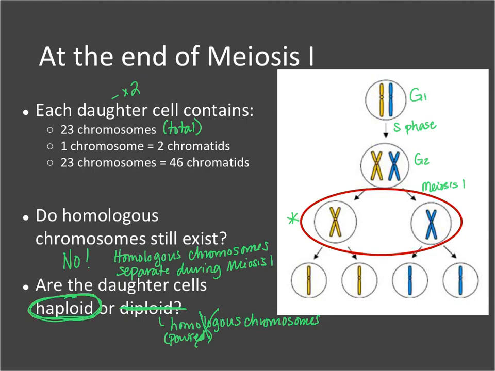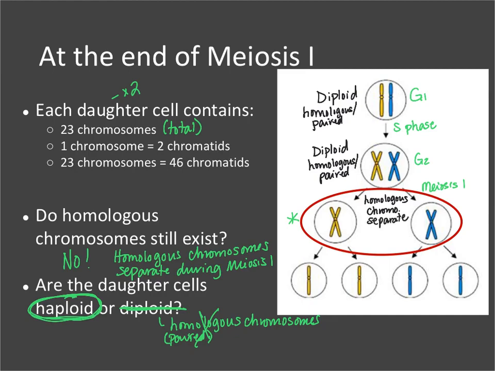So if we go over to this picture over here, this first cell that is starting out this process is going to be diploid, and that's because we have homologous paired chromosomes. After the cell goes through the S phase of interphase, the cell is still considered diploid because we still have those paired homologous chromosomes. But because during meiosis I, the homologous chromosomes separate, these cells are now known as haploid. So these cells no longer have these paired homologous chromosomes. Now the chromosomes are still X-shaped because we still have sister chromatids, but we do not have homologous chromosomes.